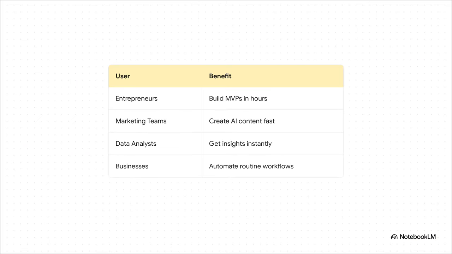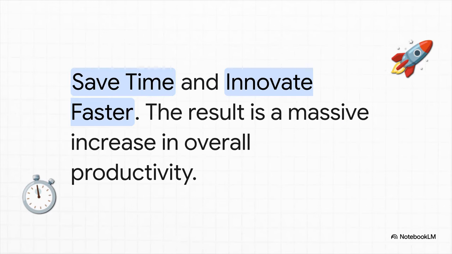If you're an entrepreneur, get this. You can build a minimum viable product, an MVP, in a matter of hours, not weeks or months. For marketing teams, it's about cranking out AI-generated videos and content in minutes. Data analysts, you can get instant insights without wrestling with code. And for pretty much any business out there, it's about automating all those repetitive tasks to save a ton of time and money. You see the pattern here, right?